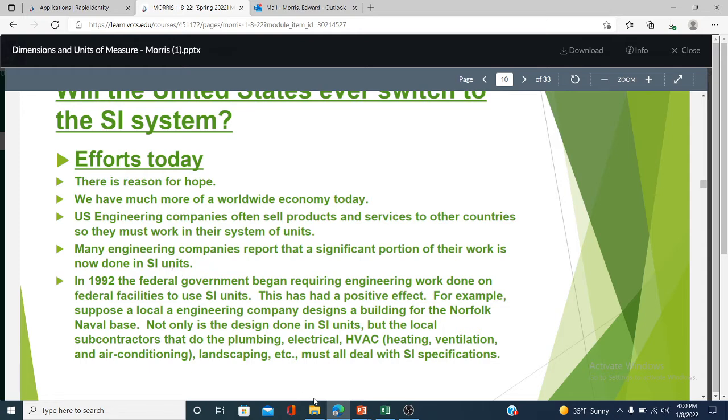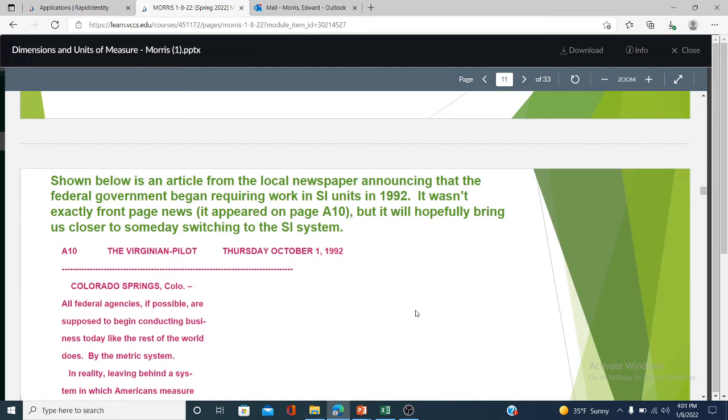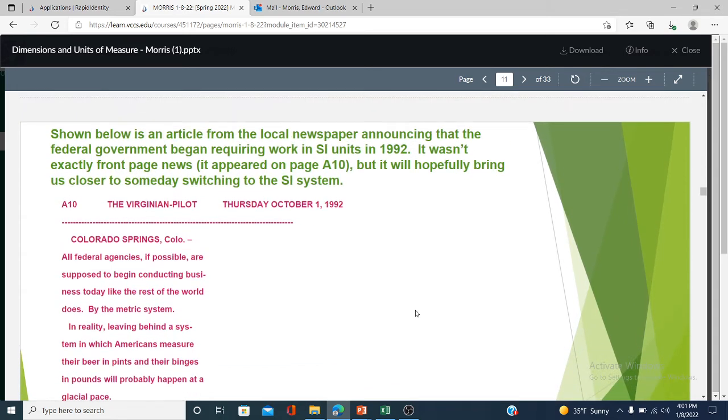Back in 1992, the federal government did require all engineering work that was done on federal facilities to use the SI system. This had a positive effect with the construction of the buildings, design of the buildings, the plumbing, the electrical, HVAC system, landscaping, all had to be using the metric system or the SI system. Here's a good article that you can read at your leisure, but it tells you about when, back in 1992, all federal agencies were going to adopt the SI system.